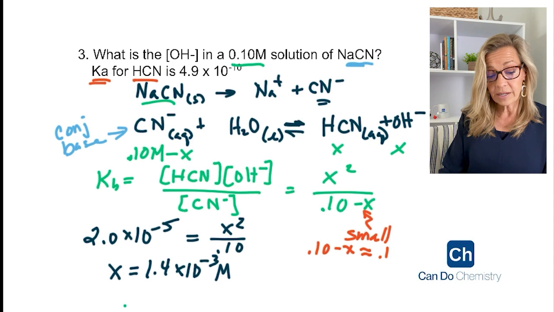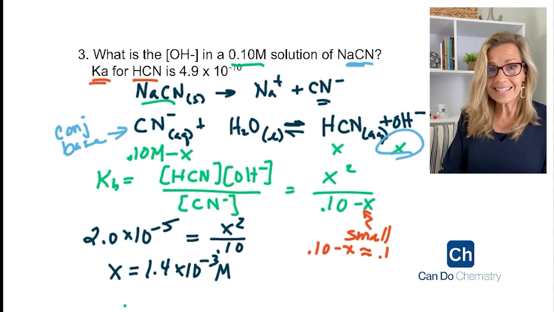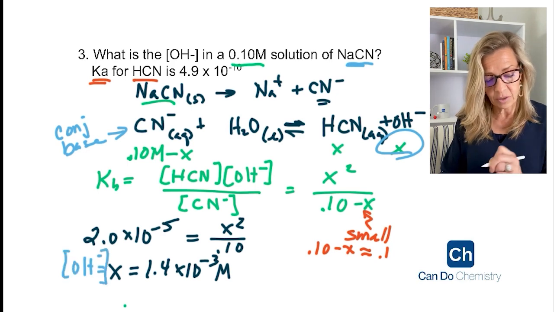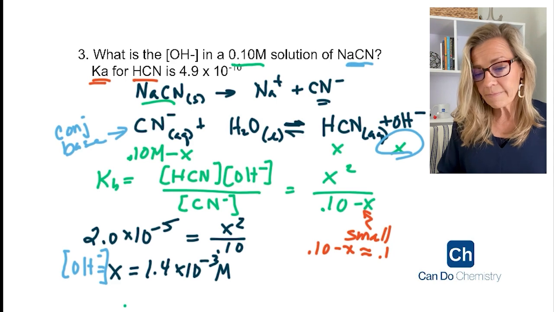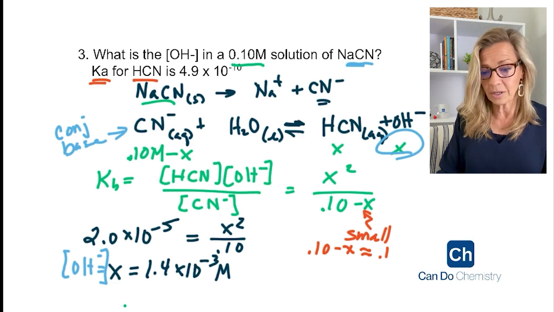Now, don't leave it like this, because what was x? Well, what did we choose for x? This one right here. X is our hydroxide concentration, so that makes sense. Let's go ahead and write that. And so, where did all that hydroxide come from? Yeah, that salt solution is going to create it.